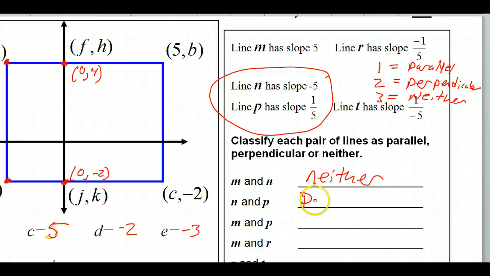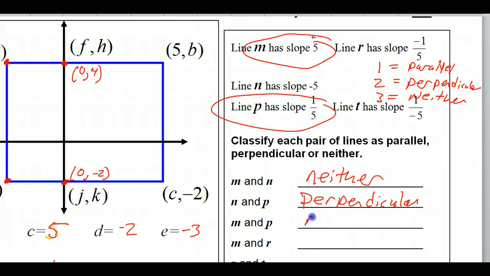All right. Most people were correct. N and P are perpendicular. -5 and 1/5: they're opposite sign and reciprocal. So that's what it looks like when it's perpendicular. Show me on your fingers, what about M and P? Almost everybody said neither, which is correct. 5 and 1/5. I see the reciprocals, so why are they not perpendicular? Because the reciprocals aren't a negative. We need to have opposite sign as well. They're both positive, so that's not going to work out for perpendicular.